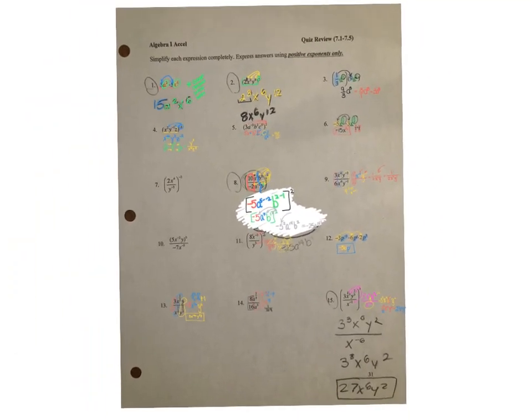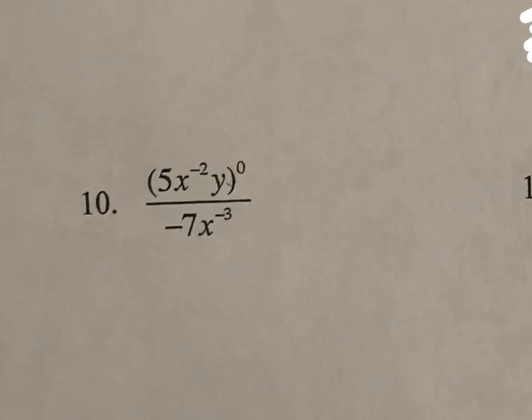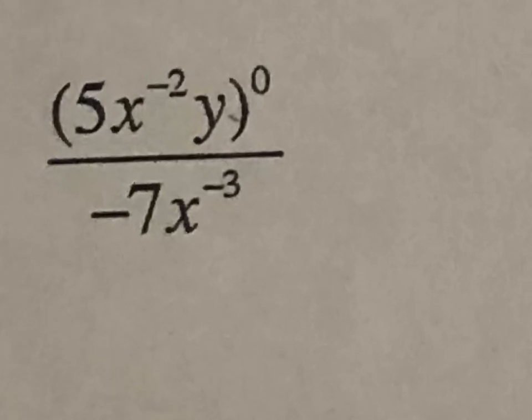Okay. Oh, I missed some. And I like this one, so I'm going to go back and do 10. So let's look at 10. 10's so easy. Why is 10 so easy? What do we see with our eyeballs? We have a 0 to that whole entire thing, which turns this entire thing into 1. So I get 1 to negative 7x to negative third.